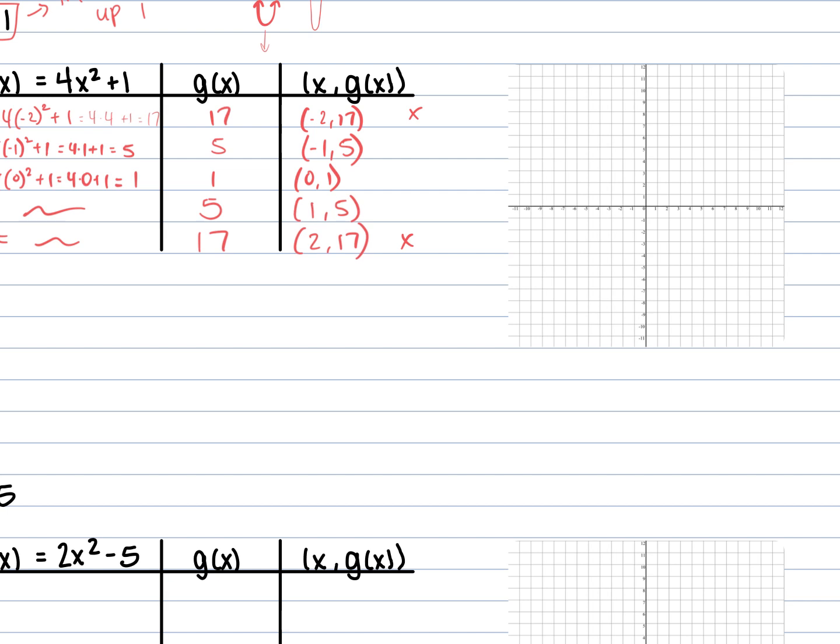Negative 1 comma 5 is going to be right up here. 0 comma 1 is right here. And 1 comma 5 is all the way up here. Look how darn skinny this graph is. They went on Weight Watchers, okay? They lost a bunch of weight.